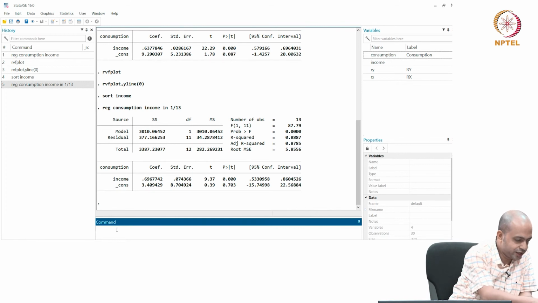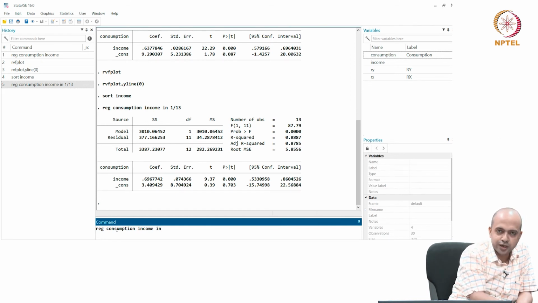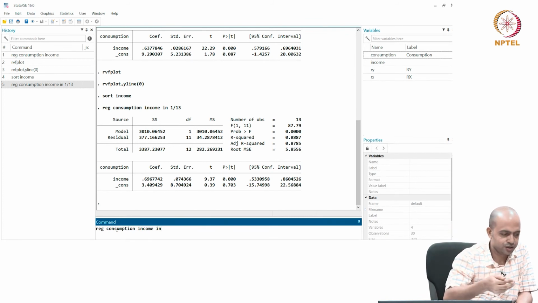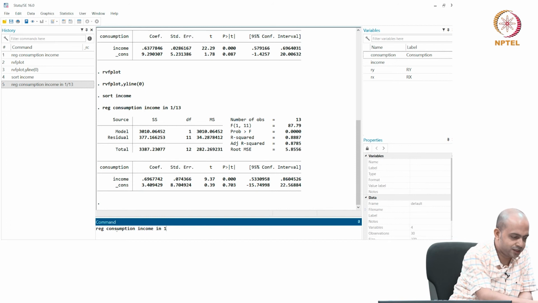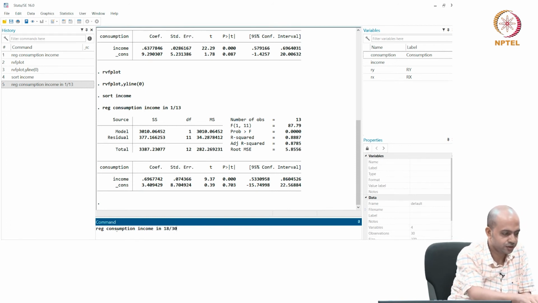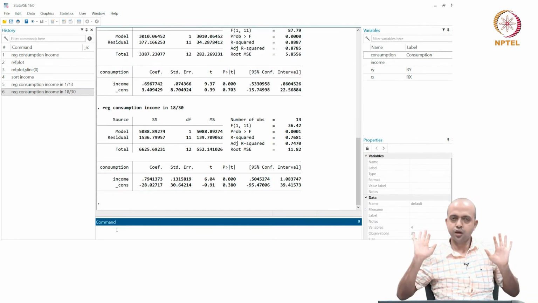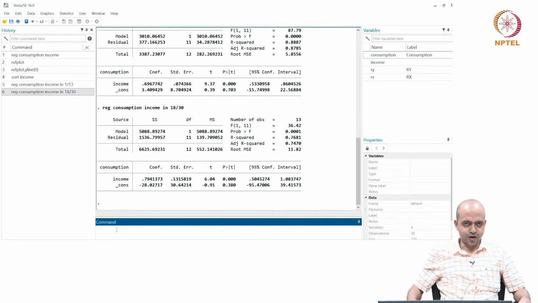And then for the second regression, reg consumption income in. So, up to 13, after that 14, 15, 16 and 17, these central 4 observations are deleted. So, in the second regression, you have to start from 18 to 30, okay, 18 to 30. So, this is how you have constructed it.